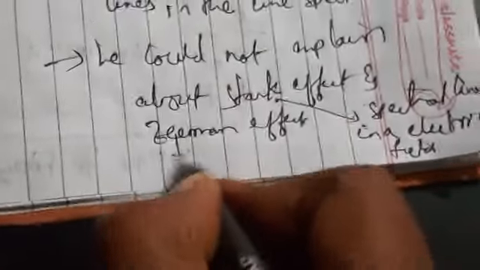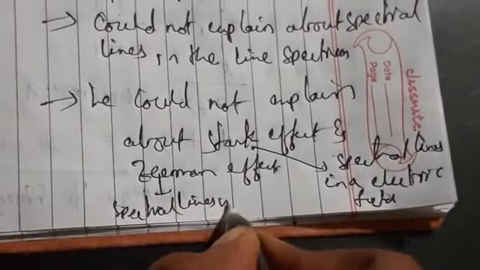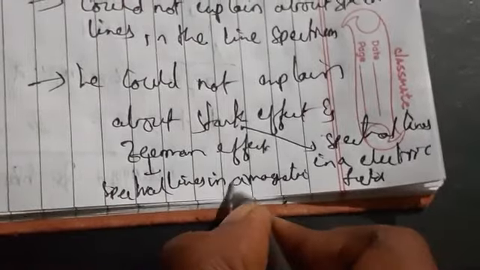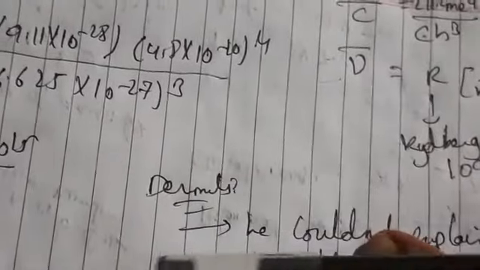Zeeman effect means what? Spectral lines in the presence of a magnetic field, we call it the Zeeman effect. He could not explain these. These are the demerits of Bohr's model. With this, Bohr's atomic model is completed. Let us discuss tomorrow the quantum mechanical considerations and subatomic particles. Thank you.